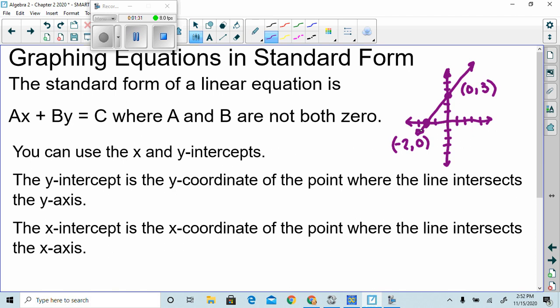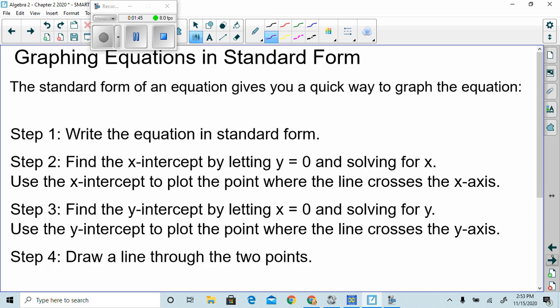So again, that y-intercept is the y-coordinate of the point where the line intersects with the y-axis. X-intercept is that coordinate of the point that falls on the x-axis. So what will we need to do? If the equation is not in standard form, we must first write it in standard form. There is just a simple way to do that. To find the x-intercept, we'll let y equal to 0 and solve for x. That'll help us to find the point that falls on the x-axis. And we'll do the reverse. To find the y-intercept, we'll let x equal to 0 and solve for y. Once we have those 2 points, we draw our line through it.